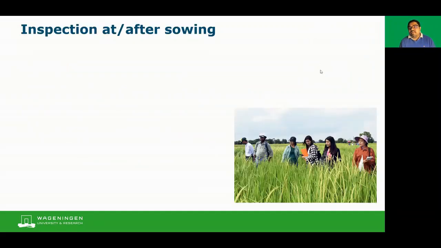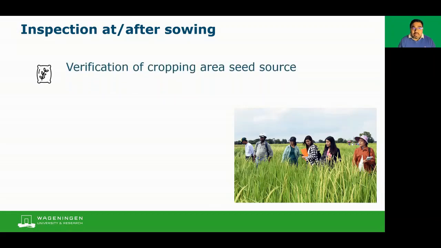Now we will look into the field inspection that is done at the time of sowing. What are the things taken into account? Primarily, first of all, verification of the cropping area and the seed source. From where has the seed been purchased, either the foundation seed or the registered seed? Have they been purchased from an authentic source? Do they have purchase labels, purchase orders or something like that, so that you can verify them? And then you have to verify the cropping area.